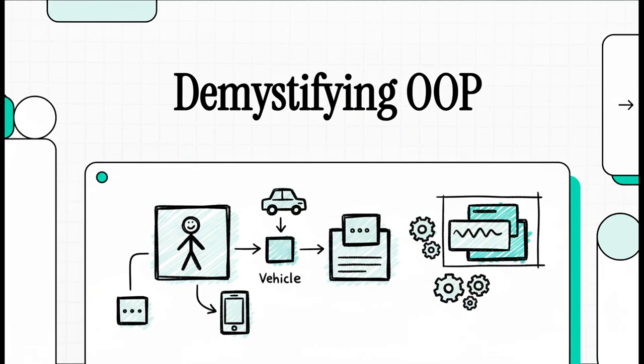All right, let's talk about one of the most important ideas in all of software development, object-oriented programming, or OOP for short. It's kind of like the invisible framework behind so many of the apps you use every single day. So today, we're going to pull back the curtain and see what makes it tick.